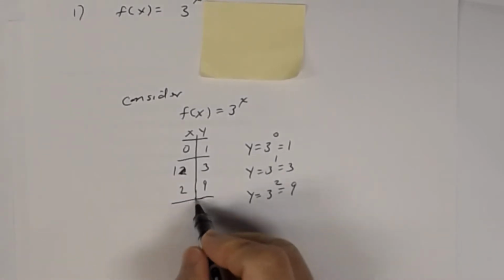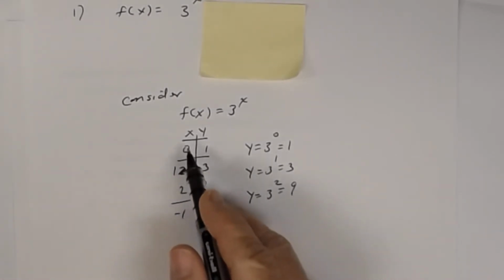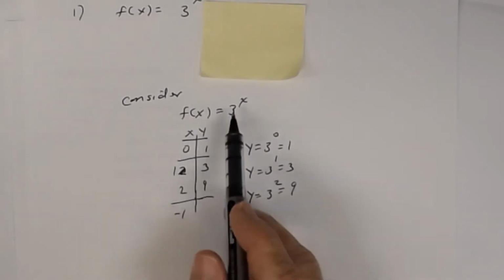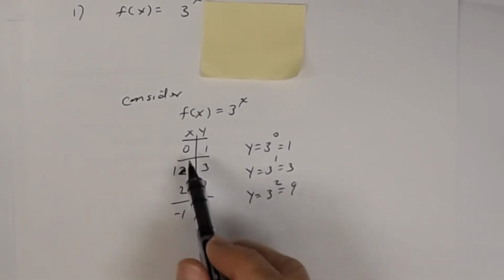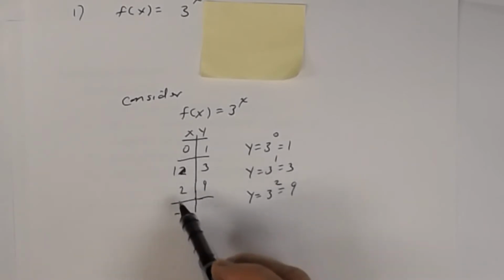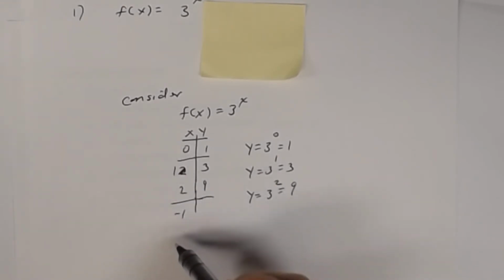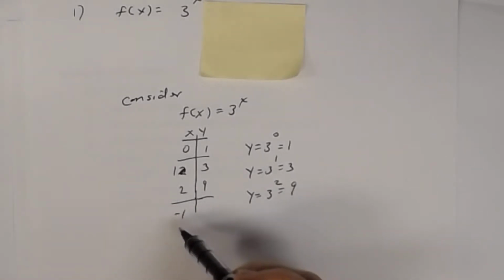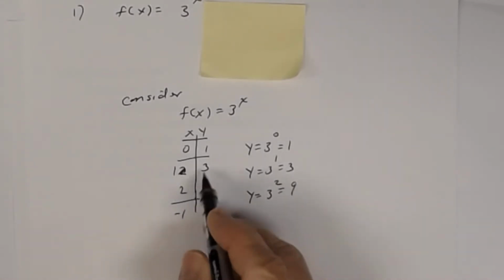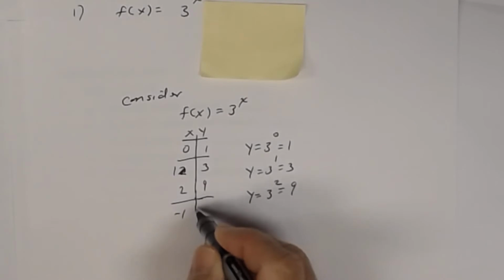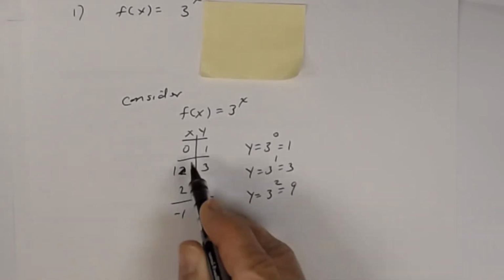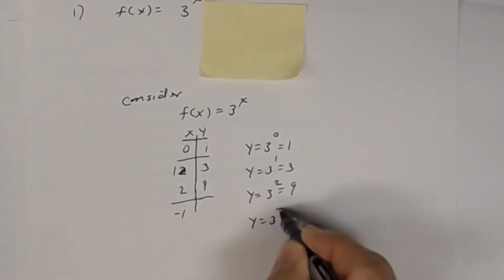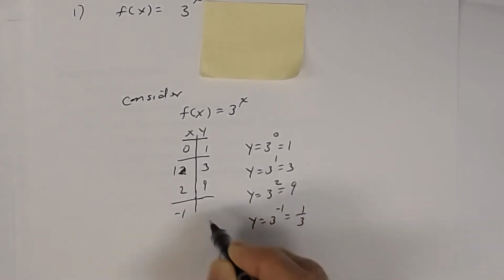If x is, let's say, negative 1, because remember, x here can be any real number. So remember the domain of an exponential function is all real numbers. I can use any real number for x: positive numbers, negative numbers, decimals, fractions, rational numbers, irrational numbers. All right, so any real number for x is the domain. But we're going to be strategic with these. So if x is negative 1, I get y equals 3 to the negative 1, which is 1/3.